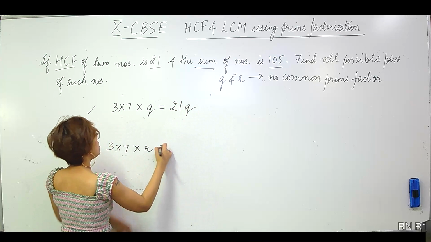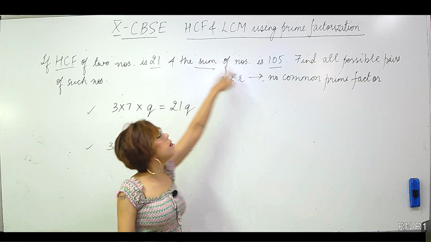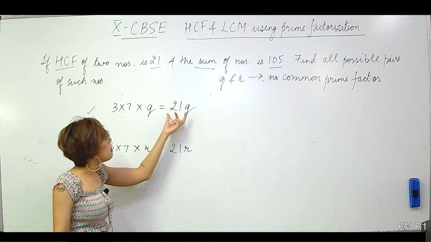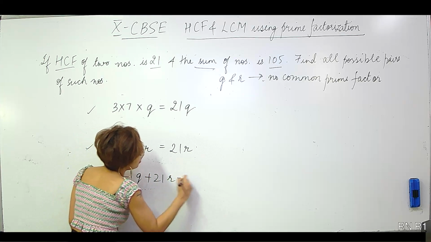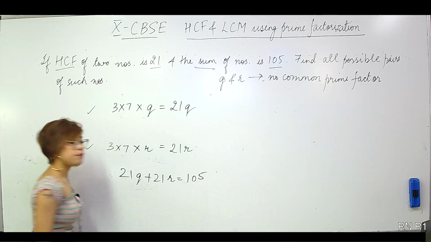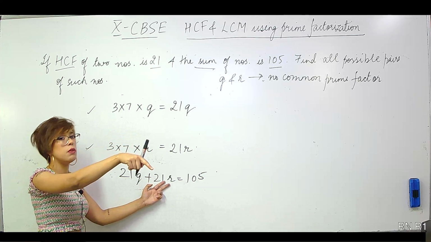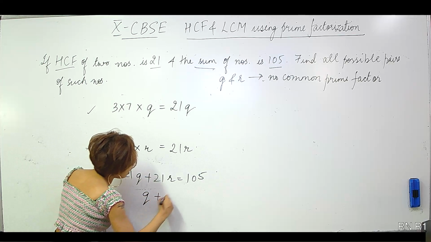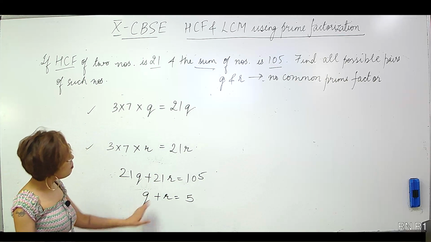This number becomes 21R. Now the next thing that is given to us, that is sum of the numbers is 105. So that means this plus this. So 21Q plus 21R is equal to 105. Right? Obviously I can take 21 common, then I can take 21 to the other side. I will get Q plus R to be 5. Right? Now Q plus R is equal to 5.